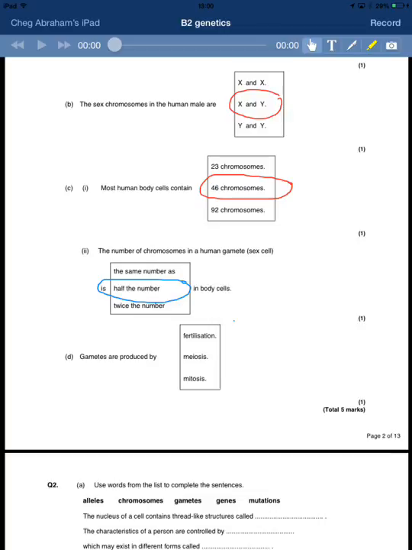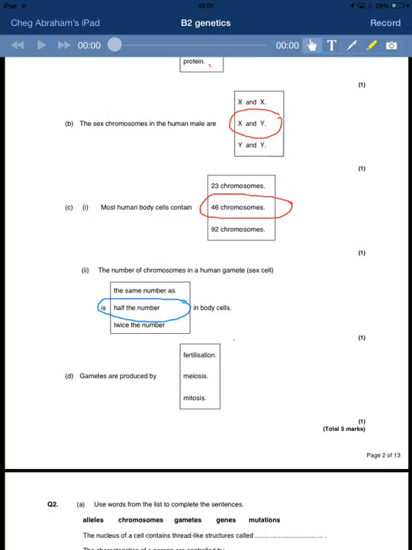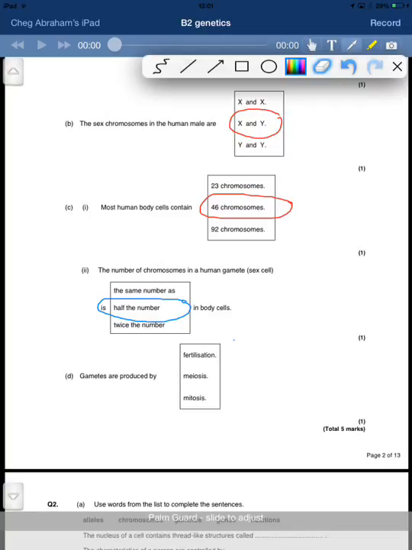Gametes are produced by fertilization, meiosis, or mitosis. Well, body cells are produced by mitosis, and the way to remember that is your toes are just normal body cells. You know, they're not made of sperm and egg. So mitosis makes body cells. Fertilization is when the sperm and egg fuse together, and the answer should be, as you hopefully know, meiosis is the way that gametes are produced. So 5 marks for that question. I'm really hoping that you have been able to do that quite simply.